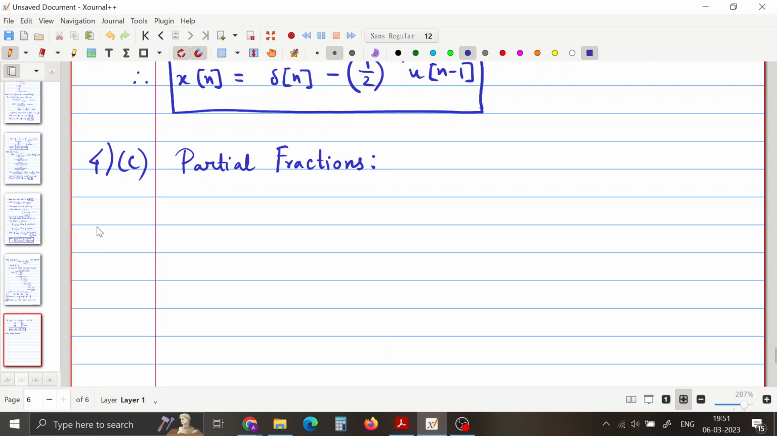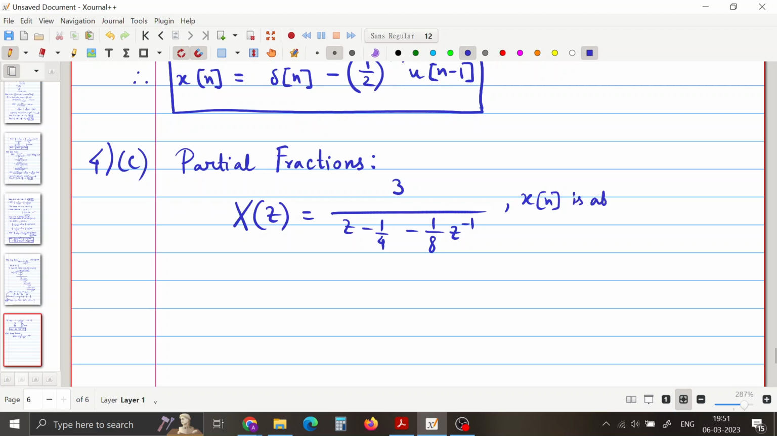Okay, so X of z is given by 3 by z minus 1/4 minus 1 by 8 z to the power minus 1, and it is mentioned that x of n is absolutely summable. Okay, right, again we need to factorize the denominator here for using partial fraction. So let's do that.